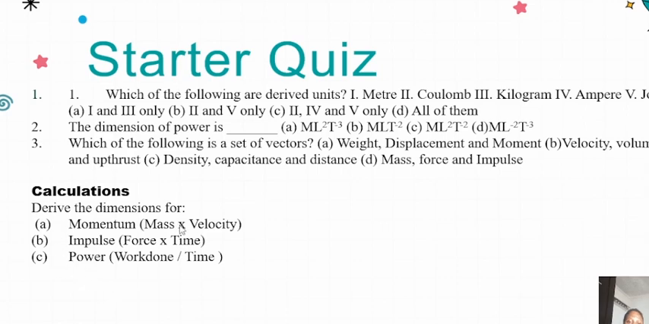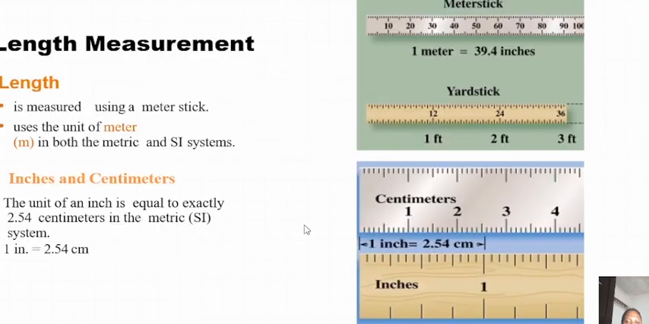So they said, derive the dimensions for the following: momentum, mass over velocity. I trust you, my awesome students, that this is going to be very easy for you. Then the one for impulse, force times time, and power, work done. If you find anything difficult, you can reach back, and we're going to give you solutions to everything.